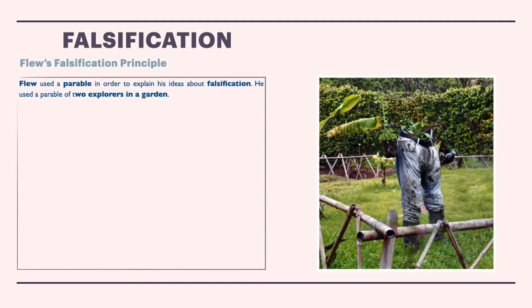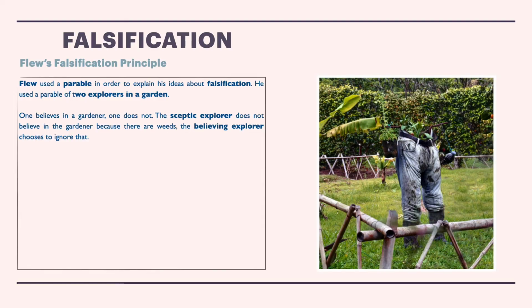There's an in-depth study of this parable on one of my other videos, a much lengthier, detailed version of this. You can click on that link and annotate your text there. He used the parable of two explorers in a garden. It actually is a parable influenced by and taken from John Wisdom's gardener parable. One believes in a gardener and the other explorer doesn't.